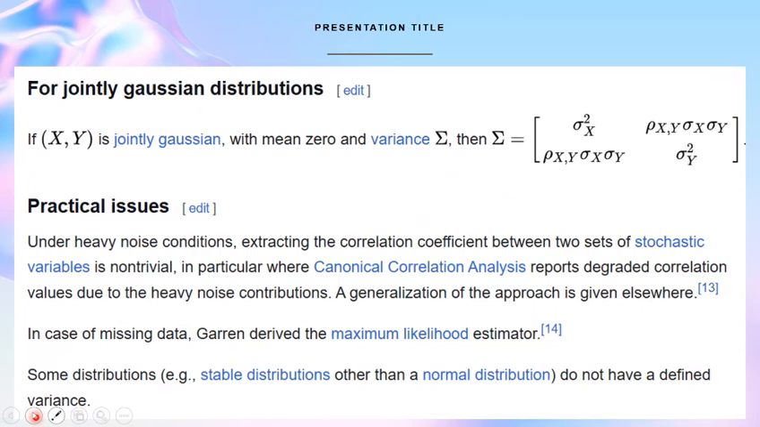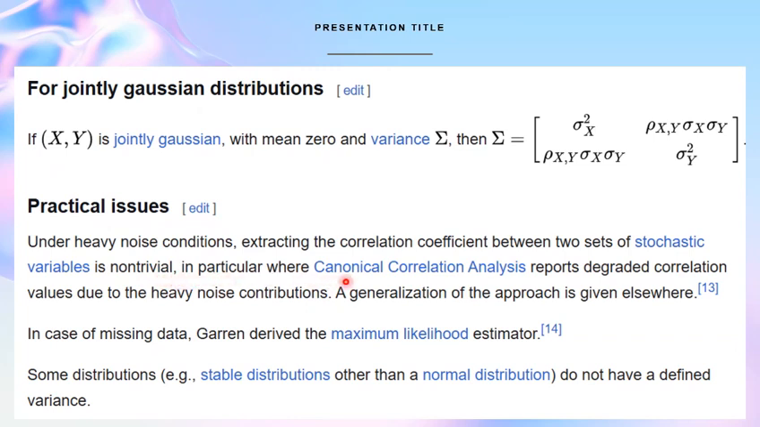In cases where there are more complex calculations, we are going to use the jointly Gaussian distribution. If (X, Y) is jointly Gaussian with mean 0 and covariance matrix sigma, then sigma would be represented as here. And in this equation, in which we have the distributions, we have some practical issues. Under heavy noise conditions, extracting the correlation coefficient between the two sets of stochastic variables is non-retrievable. That means it can't be retrieved back once we are done with the calculation.